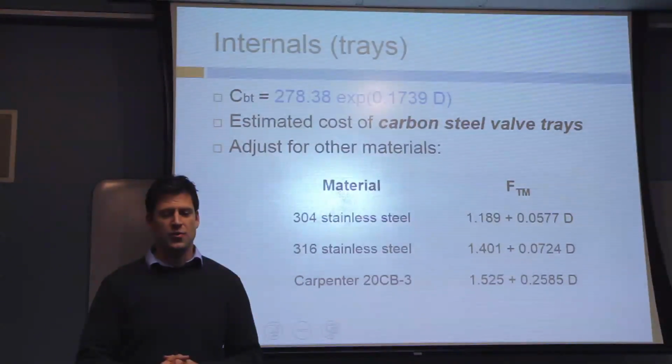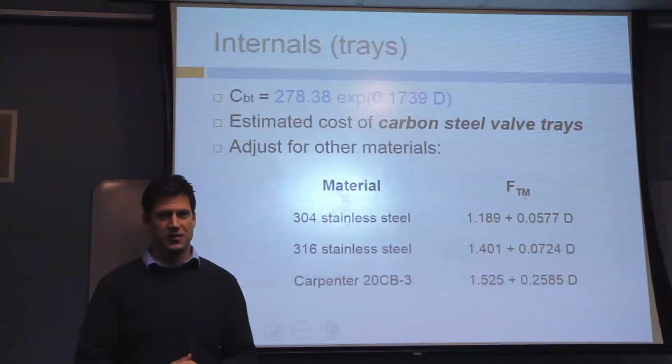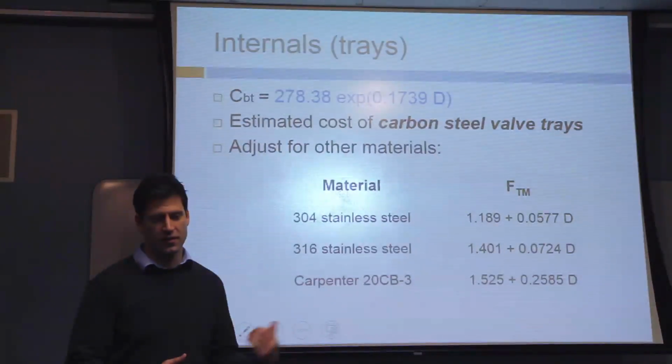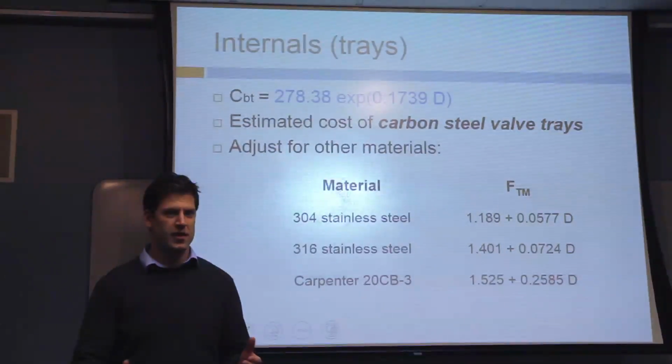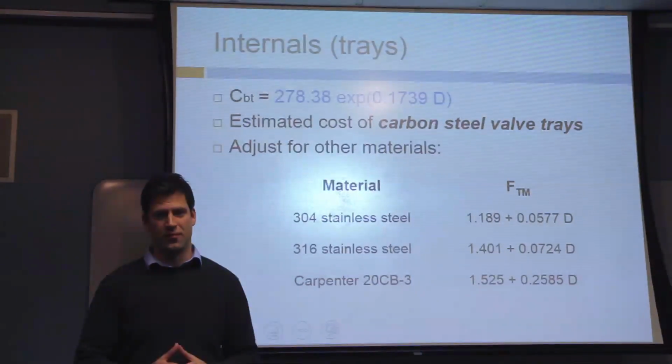This is going to give you the estimated price of your trays. So this is for carbon steel valve trays. You can adjust for different materials using the cost factors in the table at the bottom. And again, you can see that in the correlation, it's a function of the diameter of the trays themselves.